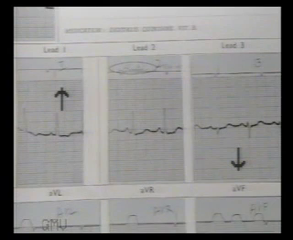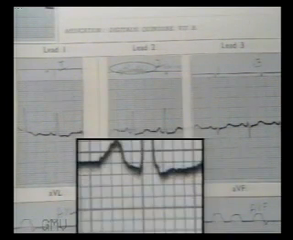Now observe leads 1 and 3. Left axis deviation is seen, with positive QRS in lead 1 and negative QRS in lead 3. Now study the P wave in lead 2, shown enlarged in the inset. It is 2.5 small squares wide, suggesting that there is left atrial hypertrophy also.